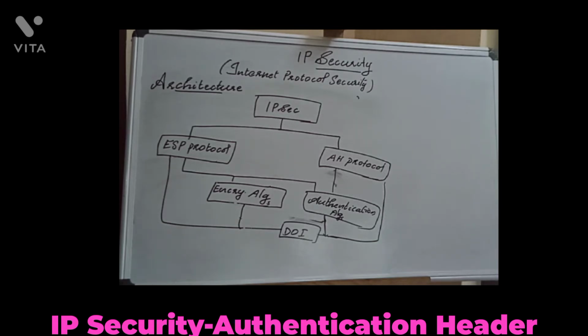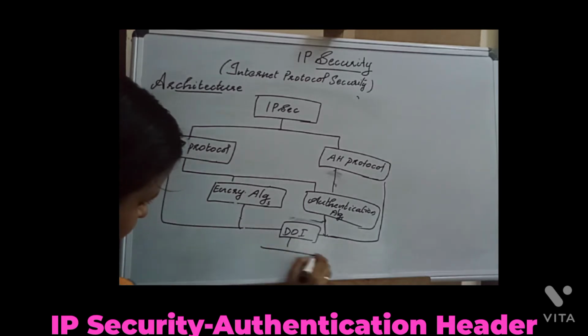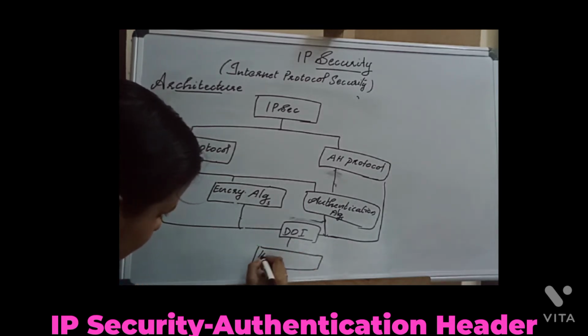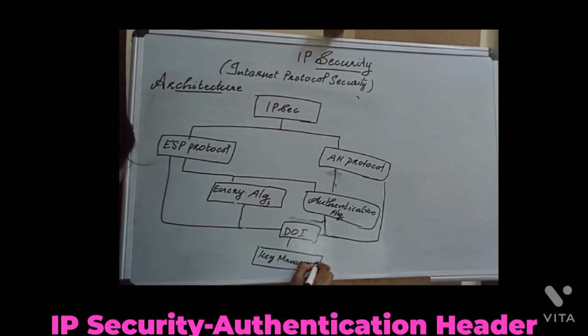DOI is the identifier that supports both AH and ESP protocol. It contains values needed for other documents to be related to each other. That is DOI. Next is key management. Key management describes how keys are exchanged between sender and receiver.